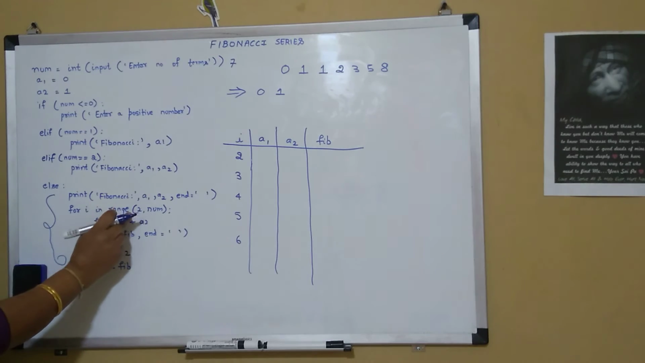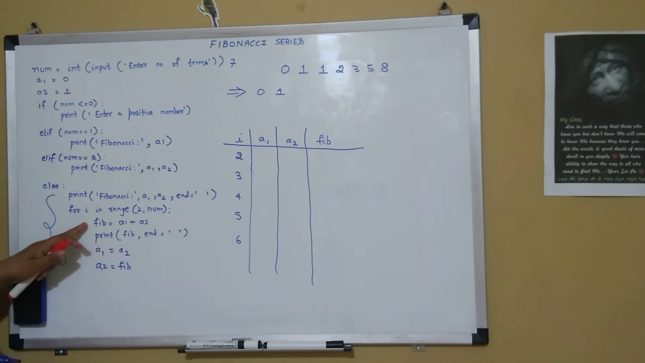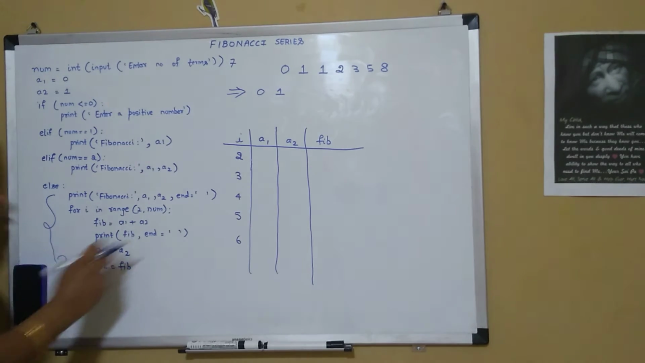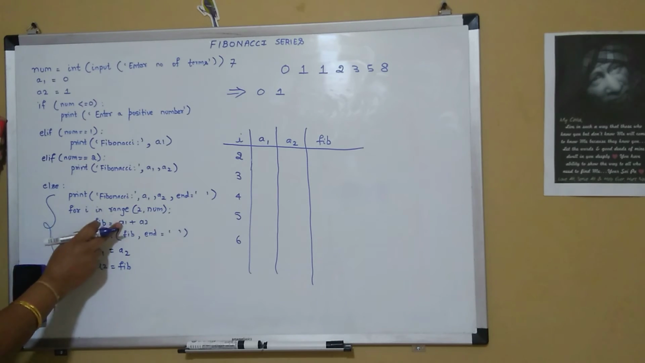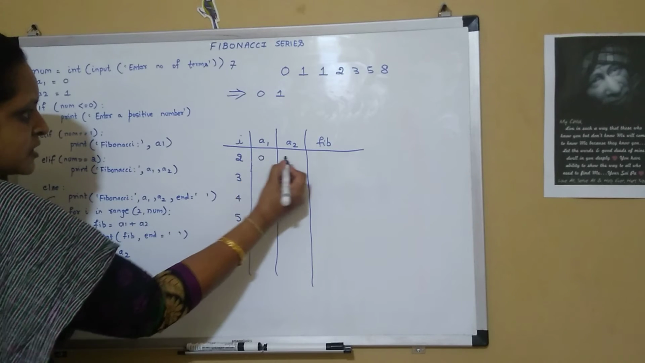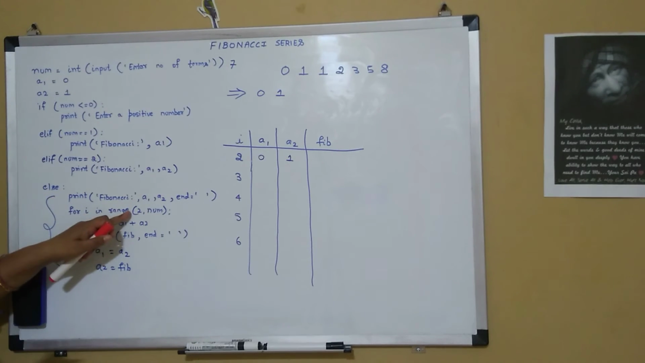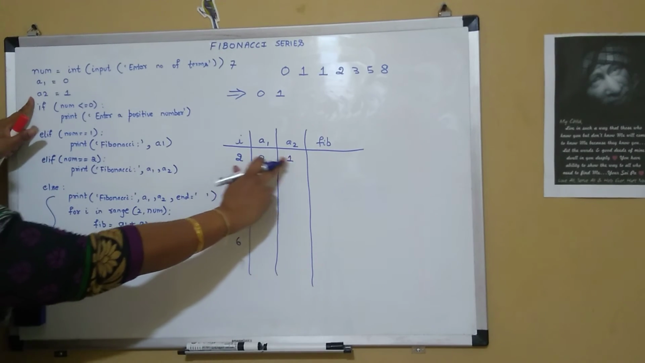So 0 and 1 have been printed, so it will start from 2. I ranges from 2 till n minus 1, 7 minus 1 becomes 6, so 2 to 6. Now my fib is having A1 plus A2. What is A1? A1 is 0, A2 is 1 for the second cycle. Then I equal to 2, A1 is 0 and A2 is 1.